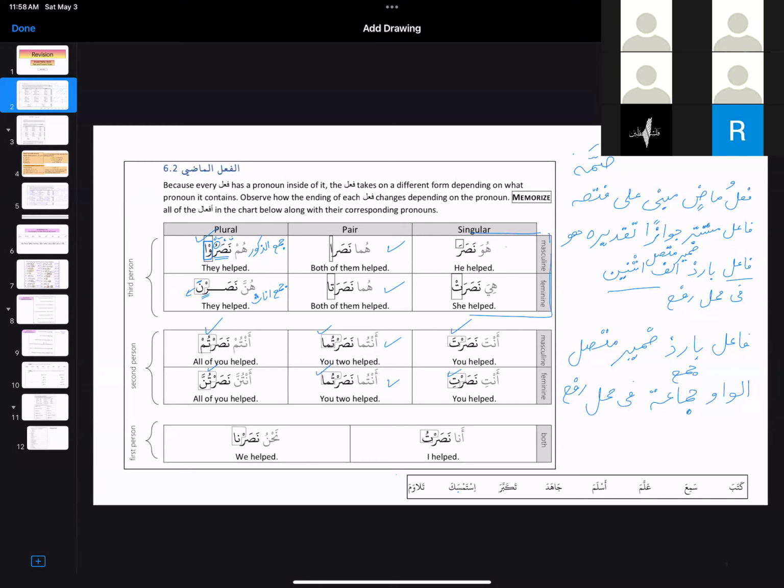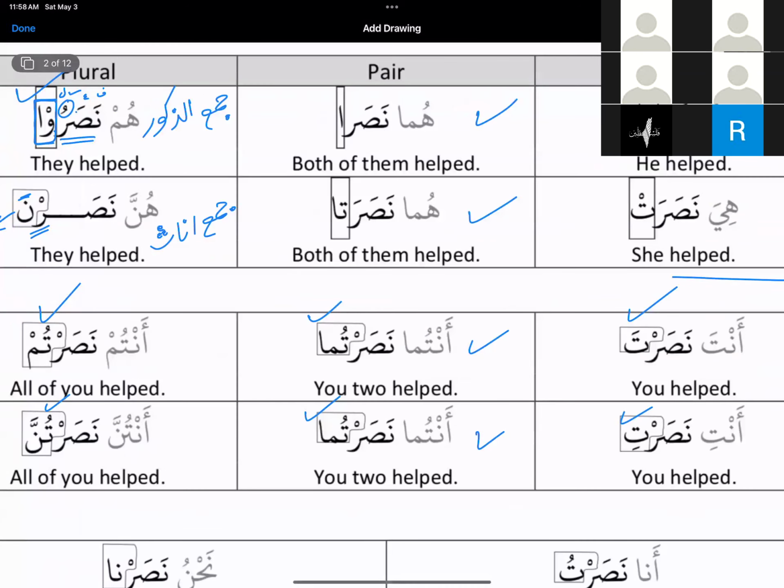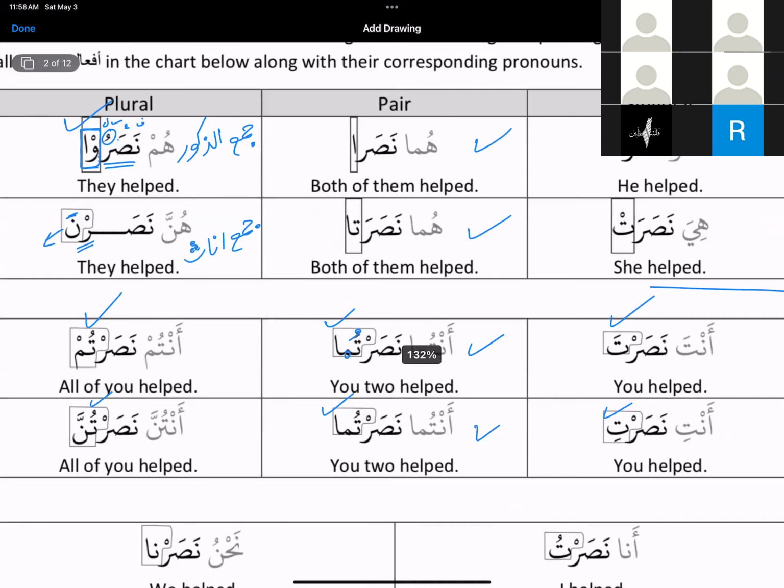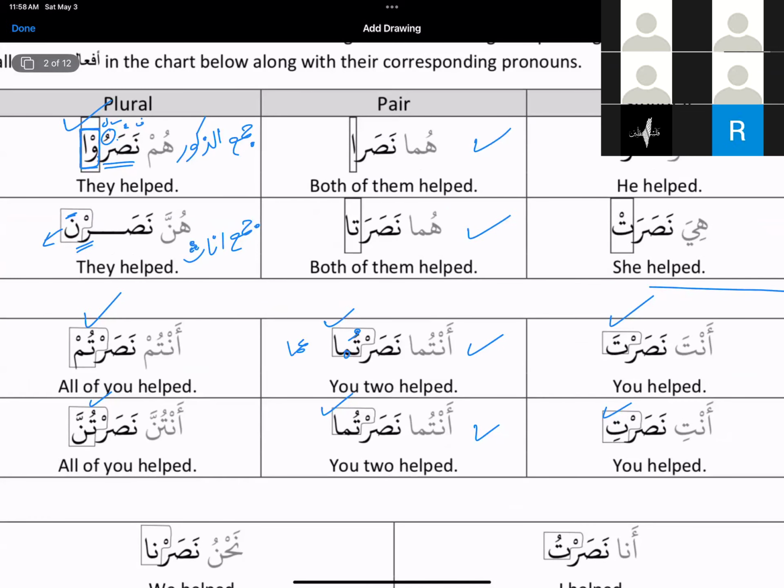Fi mahalli rafa. Mim is imad. Imad means pillar. Without this mim, you cannot attach this alif to the ta. So you need something in between. This mim, imad, what is that? Imad means pillar.